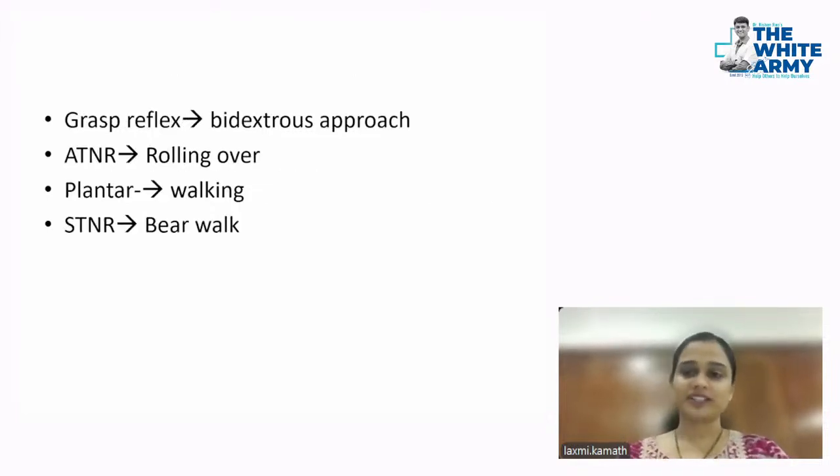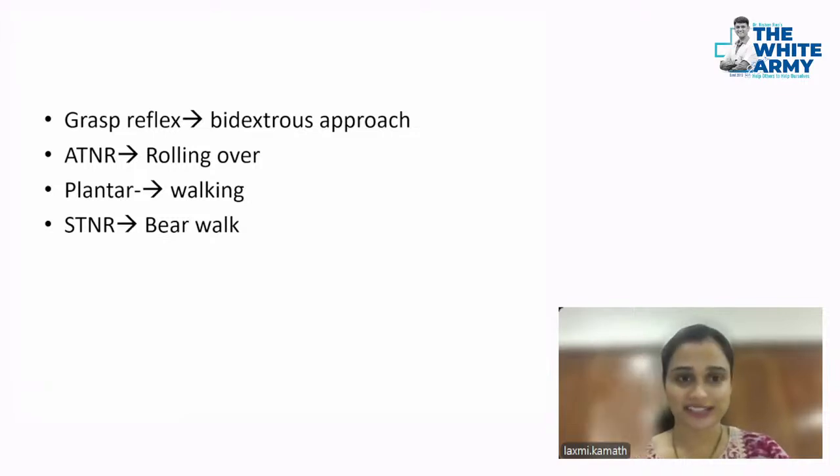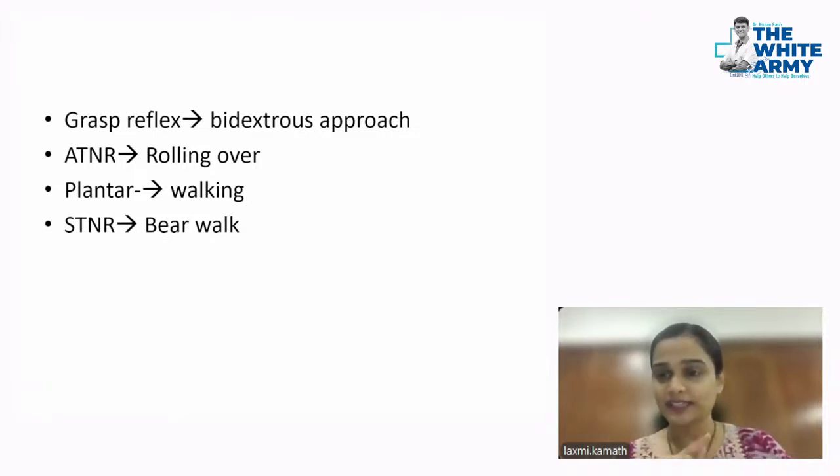Now, this is the importance of the fifth principle of development, that is loss of newborn reflexes to achieve newer milestones. Like I told already, the palmar grasp should disappear to get a bidextrous approach, then a unidextrous approach, and then maybe a mature pincer grasp. The ATNR, or asymmetric tonic neck reflex, should disappear to achieve rolling over later.